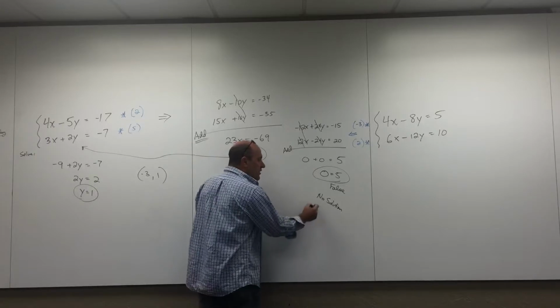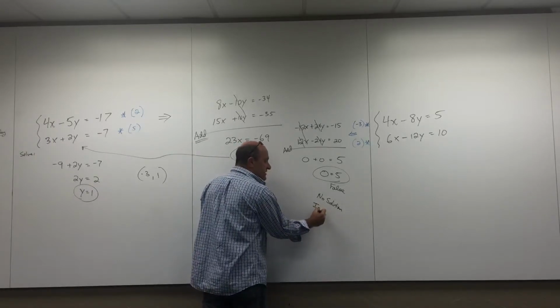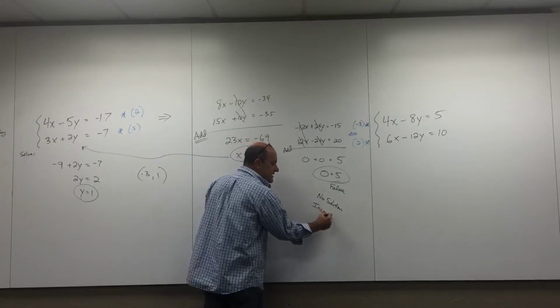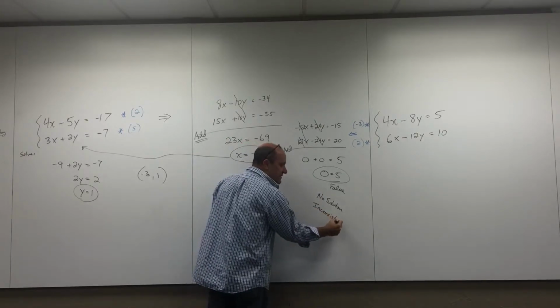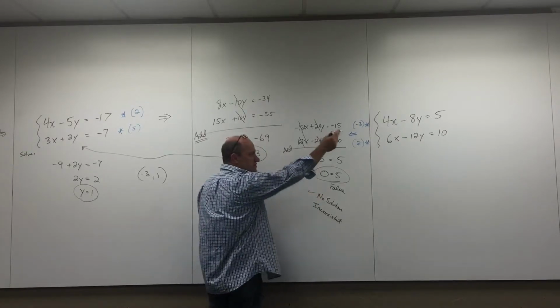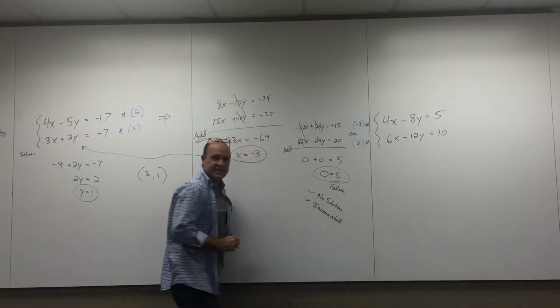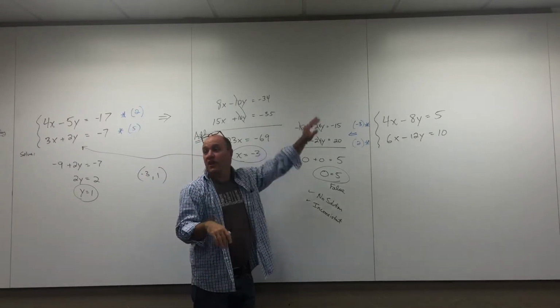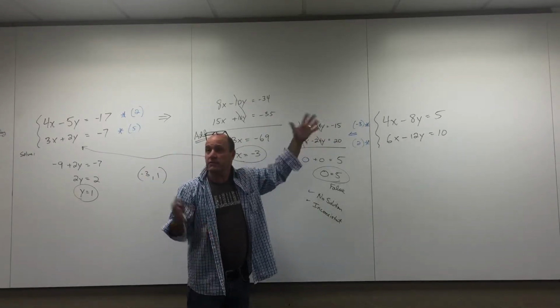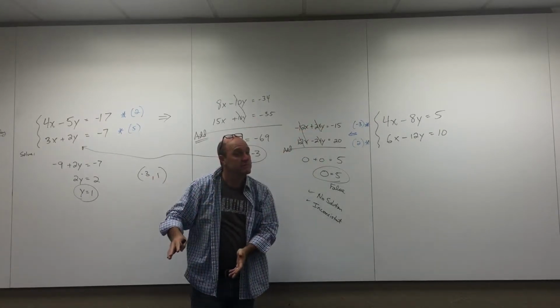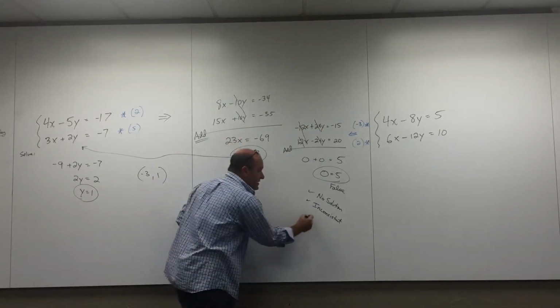I'm going to put another word here called inconsistent. That means this system of equations was an inconsistent set of equations. There's no solution. The system of equations was inconsistent. And visually or graphically, these are two lines that never intersect. What does that mean? They're parallel lines. So I'm going to put that phrase here.